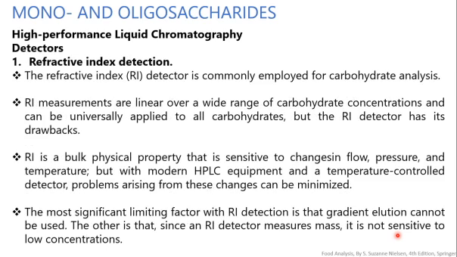Then the next one is the detectors used in high performance liquid chromatography. There are various kinds of detectors used in HPLC techniques, such as photodiode detector, then UV detector, then refractive index detector, electrochemical detector, then MS as a detector. But generally, in the case of carbohydrates, mono and oligosaccharides, the refractive index detector and the electrochemical detector are mostly useful.